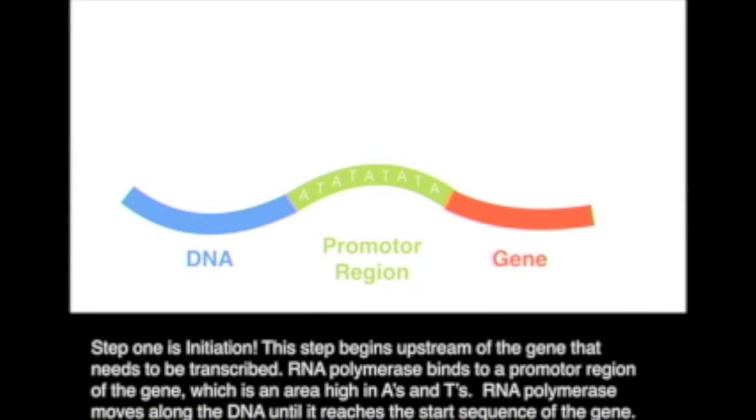Step 1 is initiation. This step begins upstream of the gene that needs to be transcribed. RNA polymerase binds to the promoter region of the gene, which is an area high in A's and T's. RNA polymerase moves along the DNA until it reaches the start sequence of the gene.